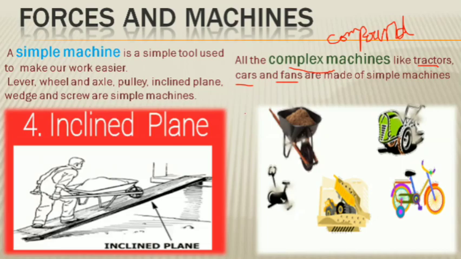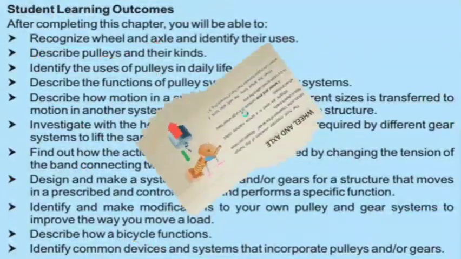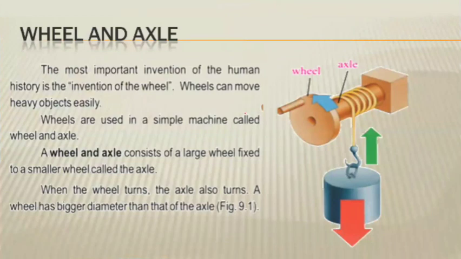Now we will see the wheel and axle first of all, because if we talk about gears and pulleys, they are all modifications of the wheel and axle. So first we'll talk about what the wheel and axle are. The first, foremost and most important invention in human history is the invention of the wheel, because machines, vehicles and lots of activities depend on wheels nowadays. So wheels are used in simple machines, most specifically and importantly in the wheel and axle.